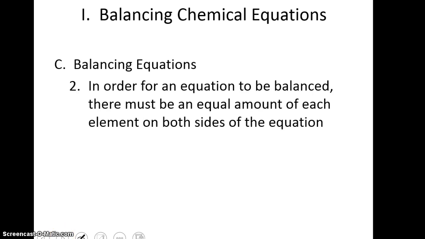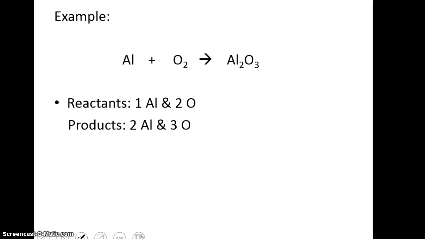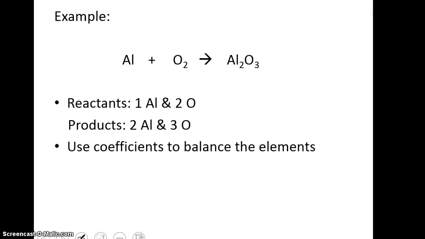In order for an equation to be balanced, there must be an equal amount of each element on both sides of the equation. That's why it satisfies the law of conservation of mass. So here is an example. We have Al plus O2 yielding Al2O3. On the reactant side, which is on the left side of the arrow, we've got 1 aluminum and 2 oxygen. On the product side, there's 2 aluminum and 3 oxygen. So you want to use coefficients to balance the elements. Never change the subscripts.